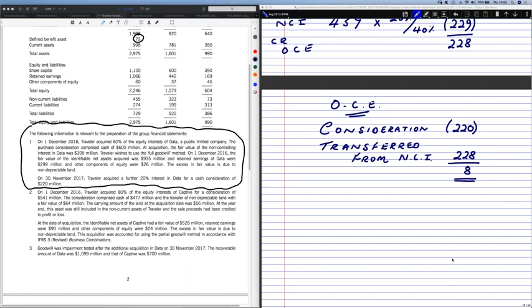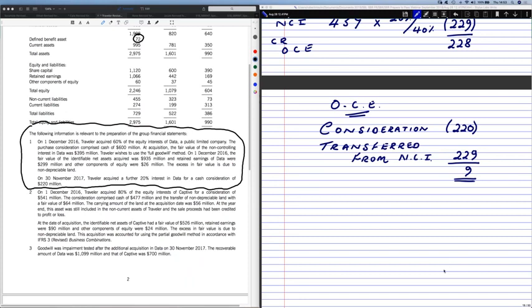Traveller has paid out 220 million in order to gain... not 228, sorry, I've got that figure wrong. That should be 229, of course. Let me go back here, apologies for that. 229, that's a figure of 9. So Traveller paid 220 in order to effectively receive 229 from the NCI.